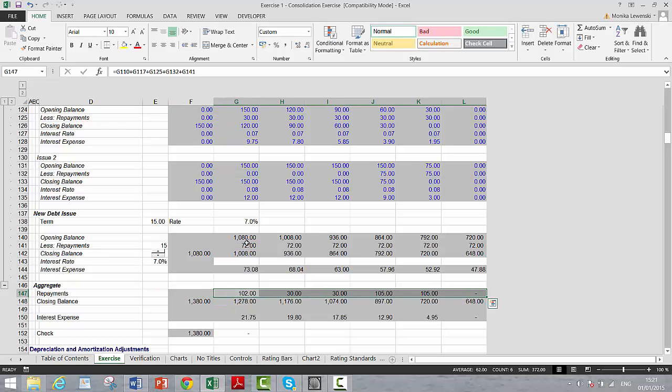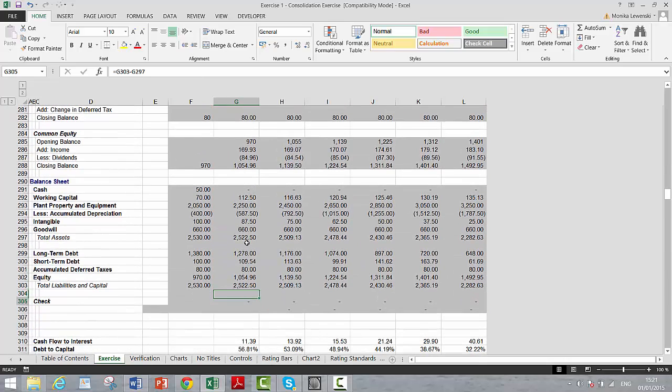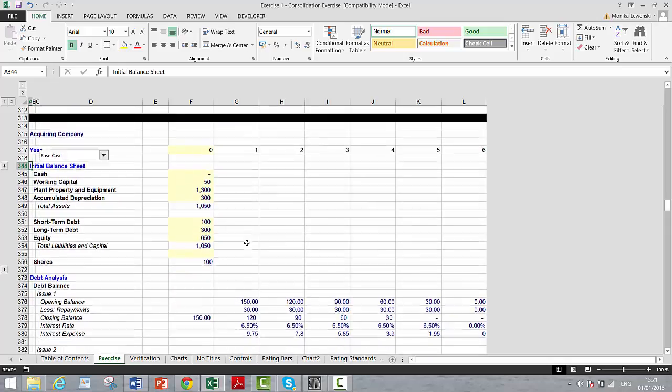Okay, we'll copy this one down, and now our balance sheet checks. We can say this one minus this one equals 0, and Shift Control right arrow, Control R, and we're very happy. Okay, there we go, and that's consolidation of the balance sheet.